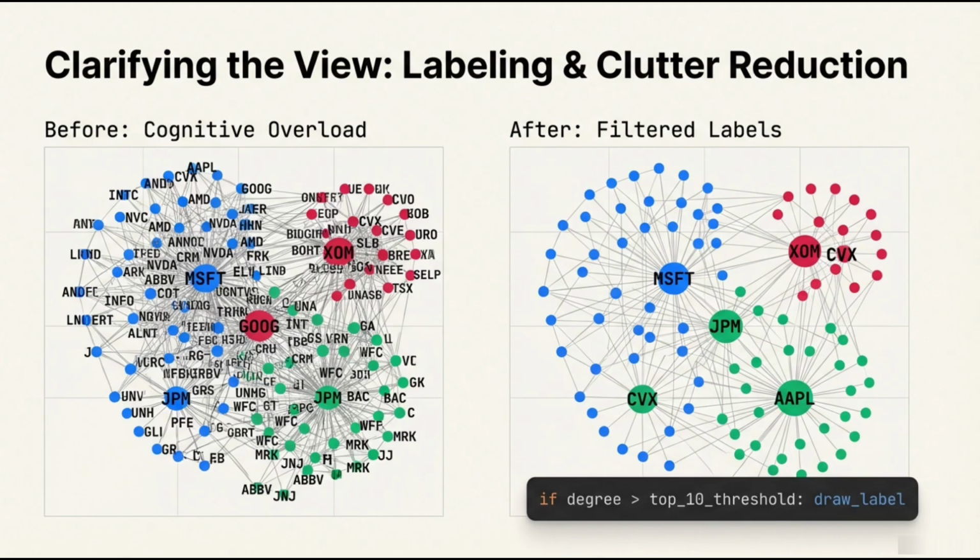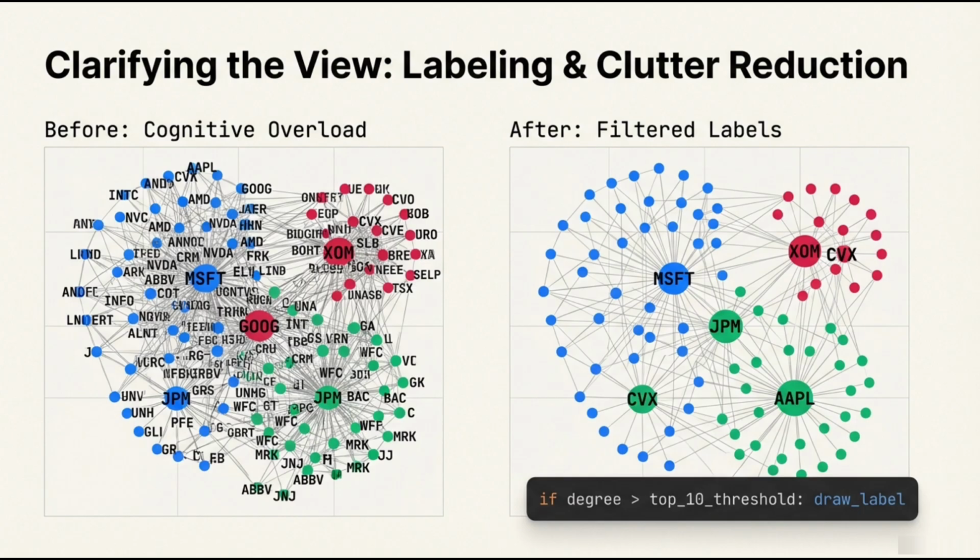This slide deals with a very practical visualization problem: clutter. On the left, the before image shows cognitive overload. There are too many labels, and the structure is difficult to read because names overlap everywhere. On the right, after filtered labeling, only a small set of important nodes are labeled, such as Microsoft, JP Morgan, Apple, ExxonMobil, and Chevron. The result is dramatically clearer. The code hint at the bottom suggests a top threshold rule, where labels are drawn only for nodes above a degree cutoff. This is a great design principle.